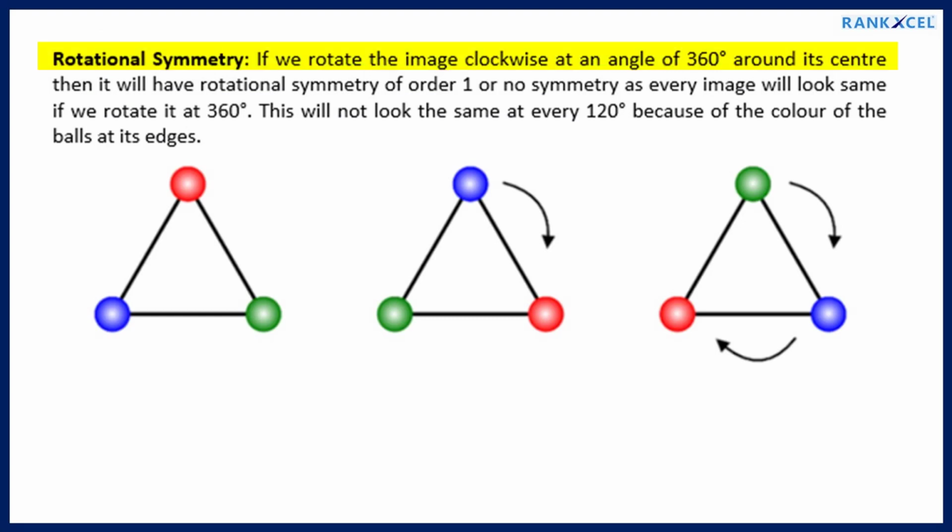Rotational symmetry. If we rotate the image clockwise at an angle of 360 degrees around its center, then it will have rotational symmetry of order 1 or no symmetry, as every image will look the same if we rotate it at 360 degrees. This will not look the same at every 120 degrees because of the color of the balls at its edges.